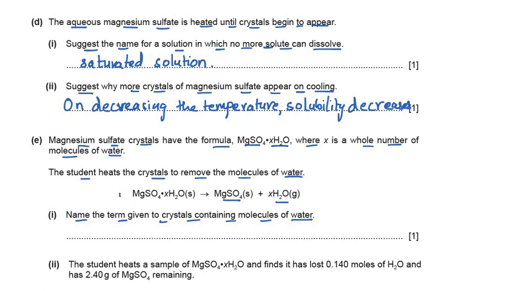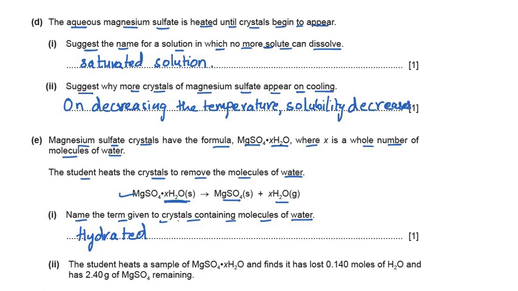Okay, like magnesium sulfate, it has the molecules of water. So what is the common name given to such salts carrying water? So that is called hydrated salts or hydrated compounds. You can even write hydrated crystals.